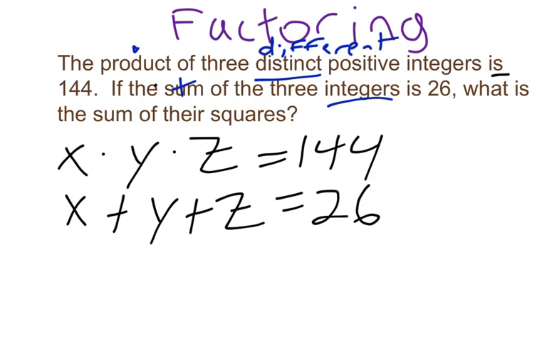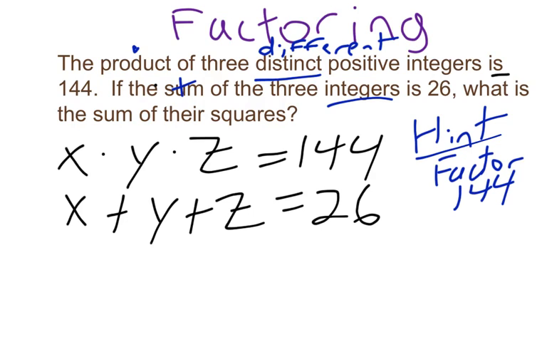And a hint for you. First off is we want to factor 144, and not only that, we want to use 1 for one of the factors. We always want to start with this because that's the easiest way to do it. Use 1 for one of the factors. And I'll show you what I mean.